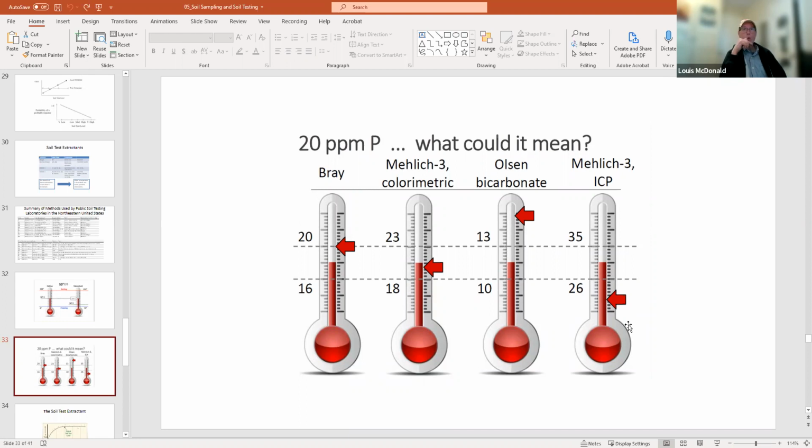If you want to make yourself crazy, you can go to the literature and try and find correlations between the two and make that algebraic substitution and see if they agree. But why? Because the number that comes out on a soil test report is not important. And we'll talk about that more next time. What matters is the recommendation. Okay, I hope I made that clear.